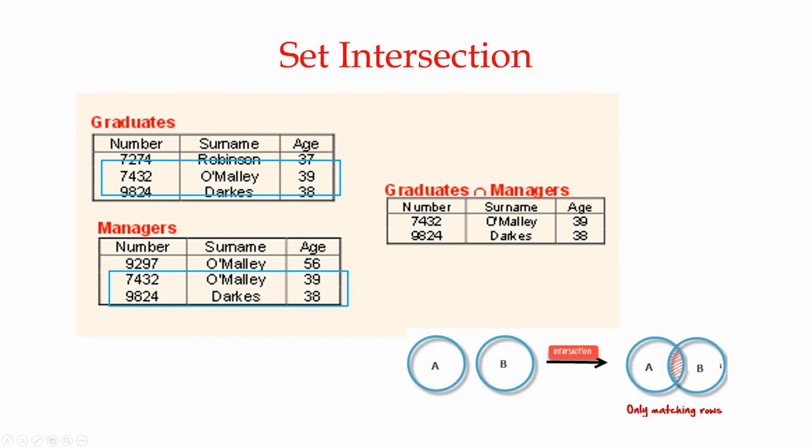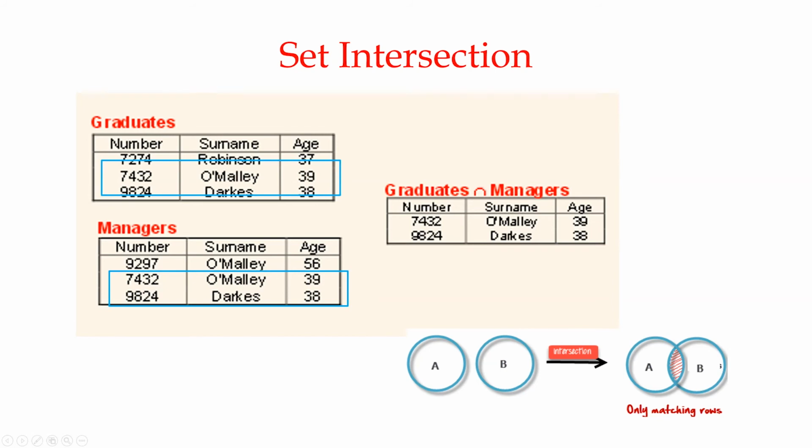In set intersection, as the name implies, we are going to focus on the entries which are common to both the tables. So here there are two tables, one is graduates, another one is managers. We are going to look for the entries which are matching with each other, and I am going to display those matching entries in my resultant table. So this is how the set intersection works.